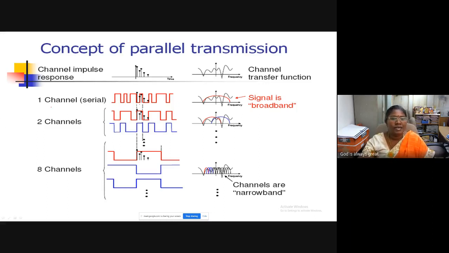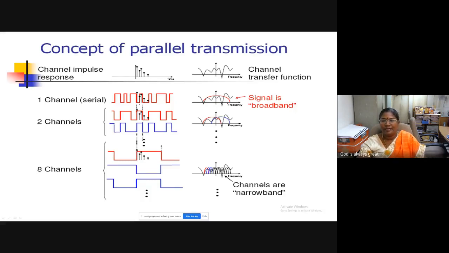If I take data and use only one channel to transmit this serial data, it is a single carrier modulation. What will happen is, you can see this is the delayed response of 1 bit, and therefore in the frequency domain, this is the channel response, whereas this is the transmission channel bandwidth. So the transmission channel bandwidth is greater than the coherence bandwidth of the channel, and therefore the signal will undergo frequency selective fading.